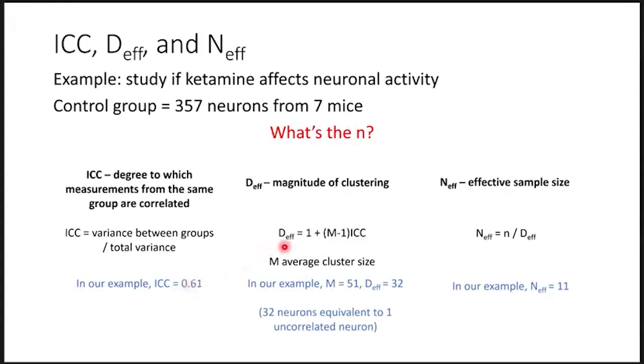What does D stand for? Effective independence or something like that. The smaller it is, the more effective the neurons. What we actually care about is the n effective, our effective sample size, which is n divided by D effective, and it's 11. So because they're so highly correlated, it's as if we sampled 11 different independent observations.